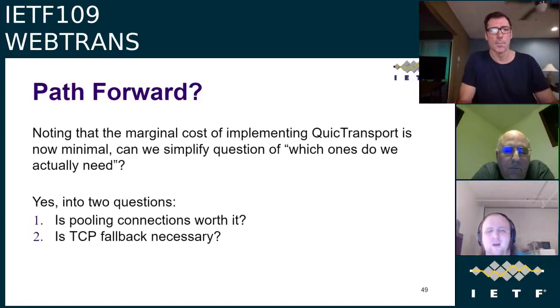So that's one example. And so the two main questions are, do we want to provide pooling and do we want to provide TCP fallback? Now, before we go in depth into those two and into discussion, I kind of want to give my perspective. My personal feeling about one is yes, so I will note that this is hard.